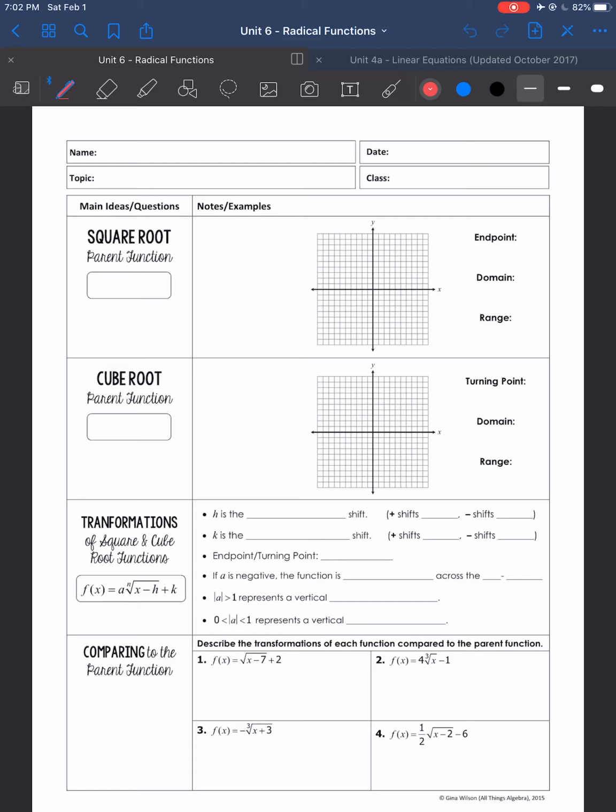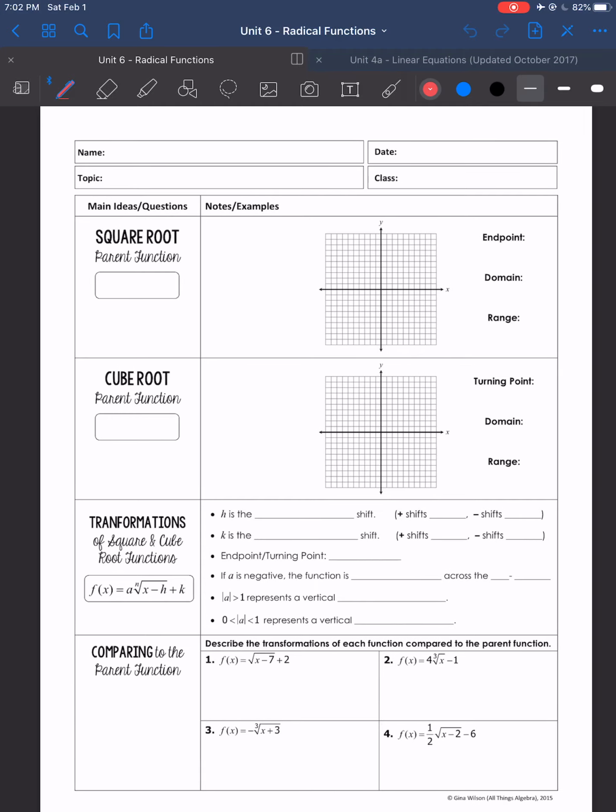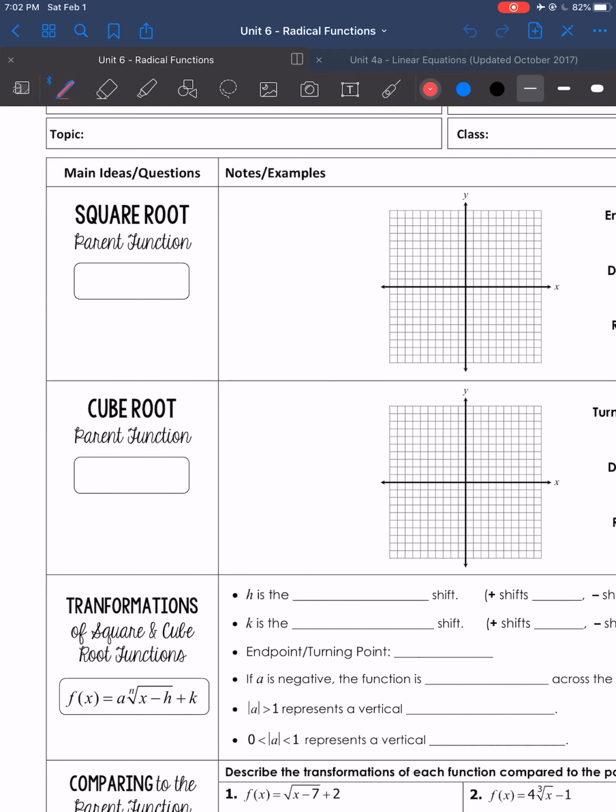In this video, we'll be talking about square root and cube root parent functions and how to transform them, and domain and range and all that fun stuff. So your square root parent function is f of x equals the square root of x. So that's going to look like half a parabola on its side.